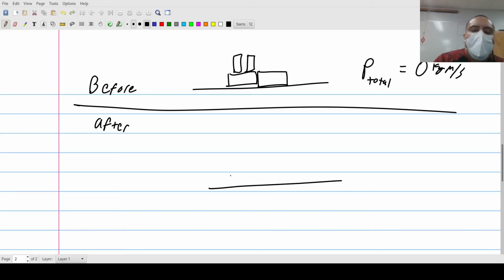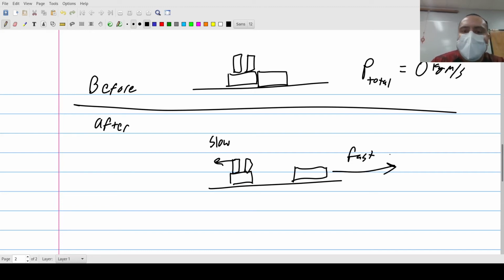Afterward, what's going on? Well, this one is going to be going this way slowly. And it's got a whole bunch of mass on it. And this one is going to be going, we're going to pretend that those look the same. This one is going to be going this way fast, but it has a lot less mass. So what is the total momentum? And let's call this way positive.